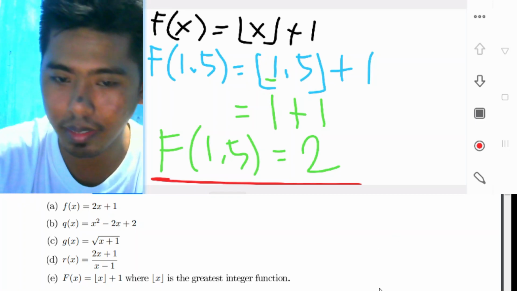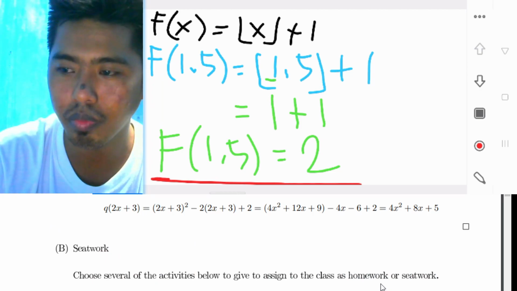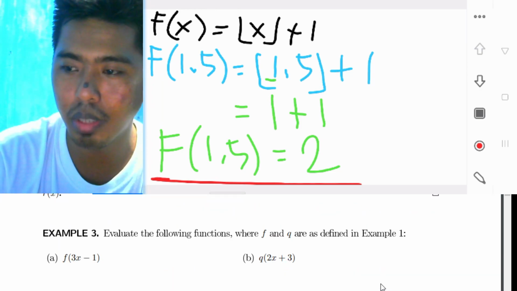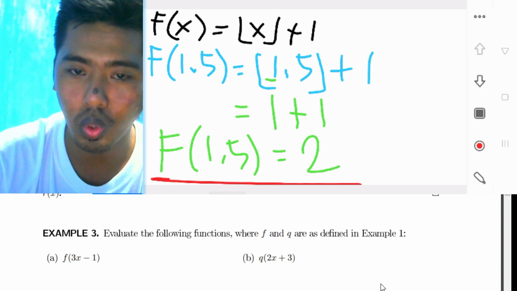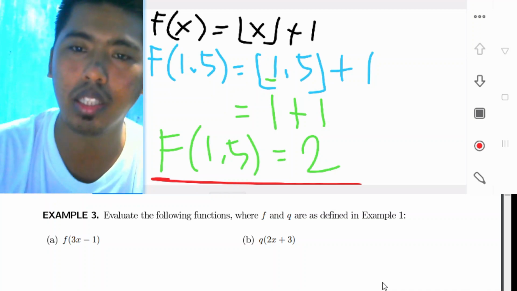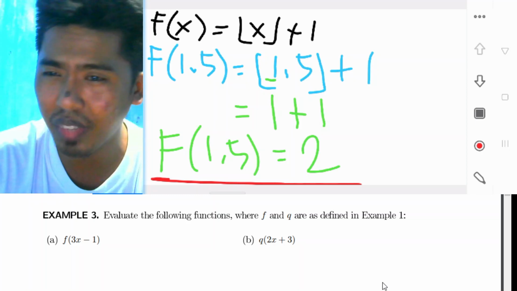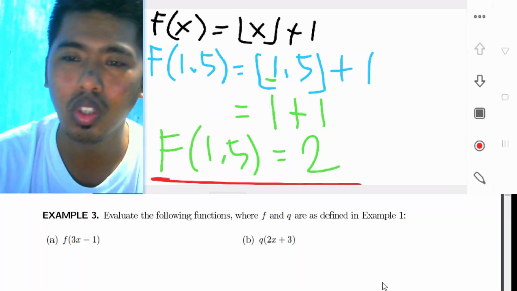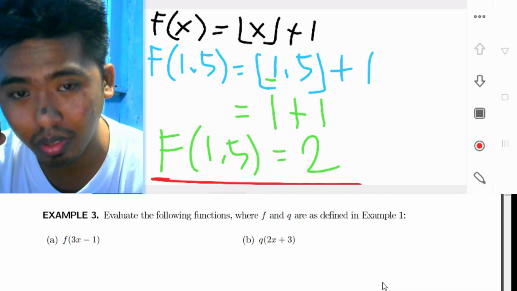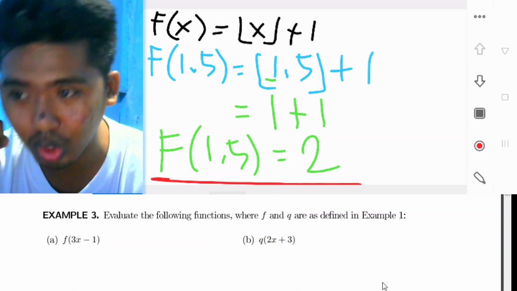Alright, next, let's proceed to the example number 3. So in example number 3, we have this one. Evaluate the following function where f and q are as defined in example number 1.